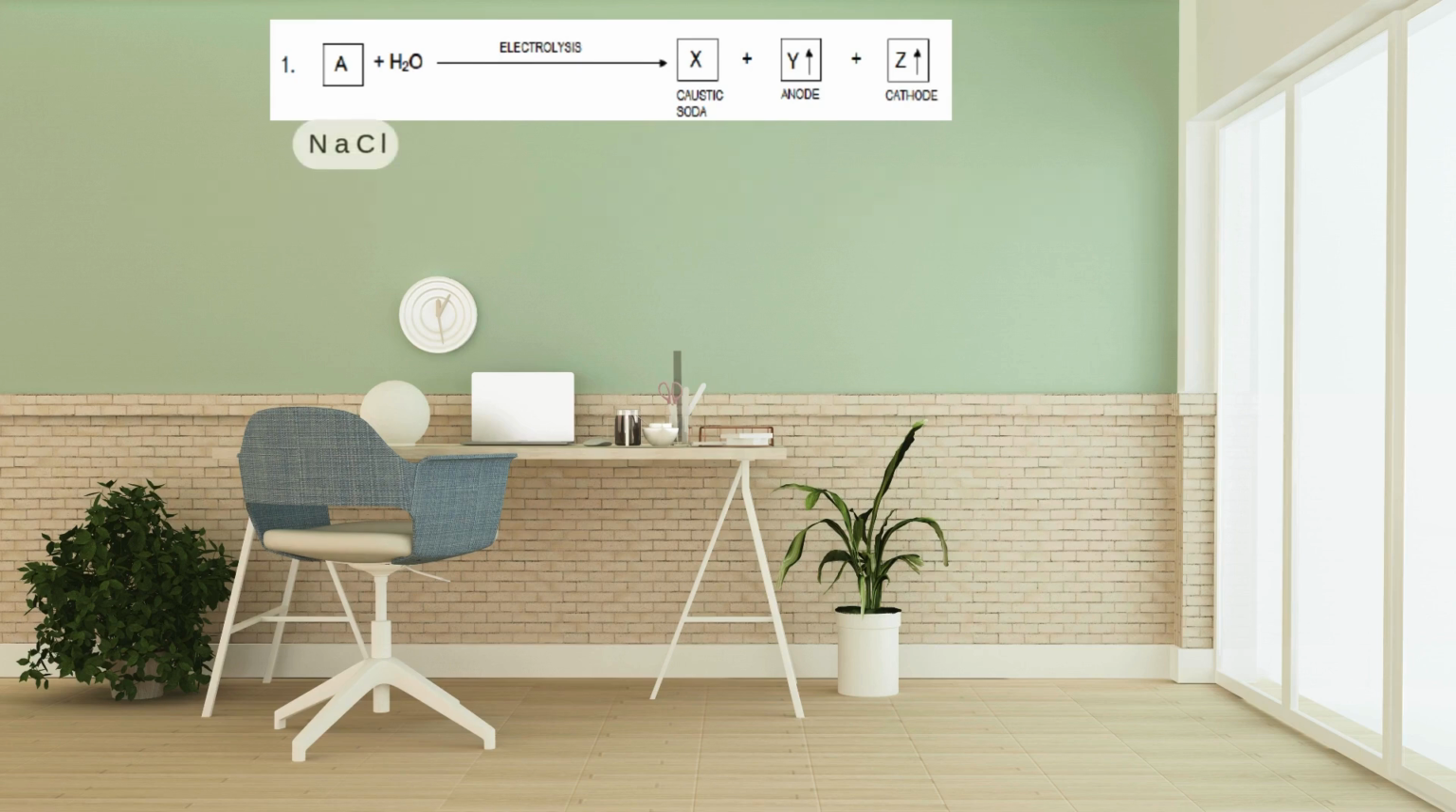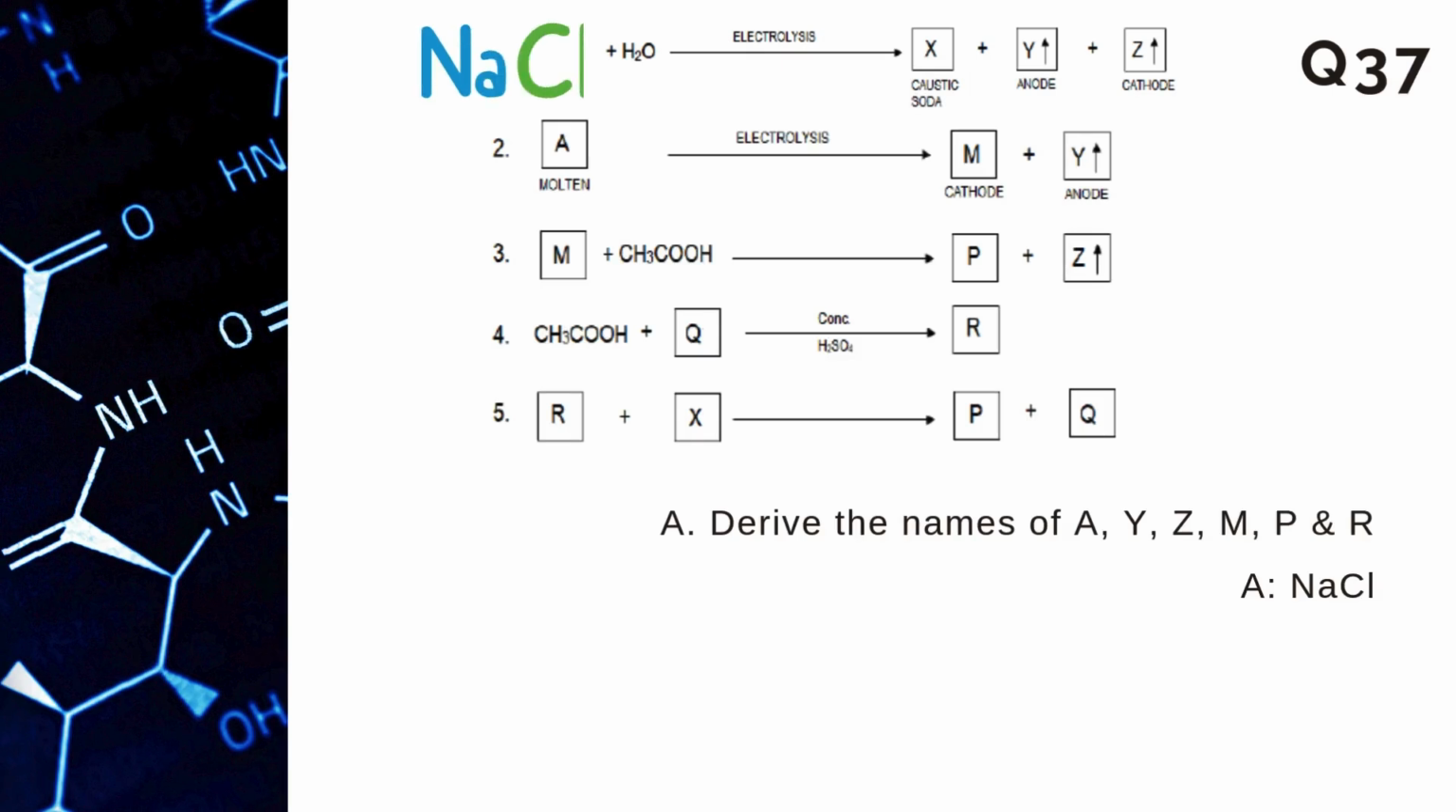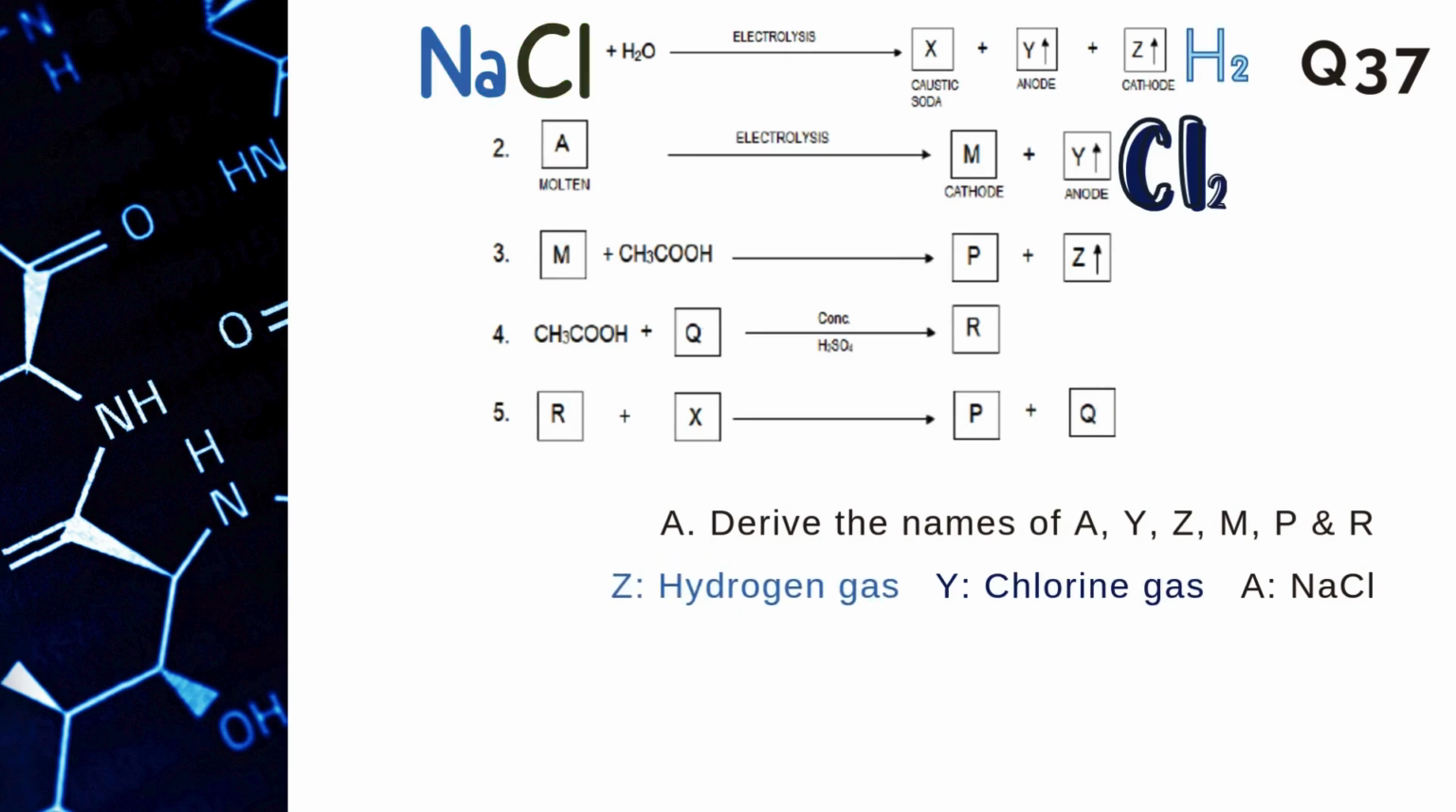The sodium chloride, also known as brine, when electrolyzed in water, produces caustic soda, that is NaOH, and hydrogen gas as well as chlorine gas. Thus, A is sodium chloride, Y is chlorine gas, and Z is hydrogen gas.